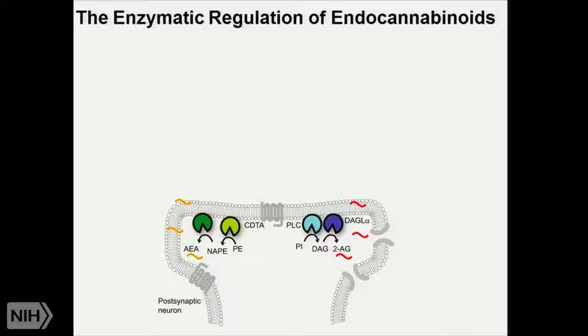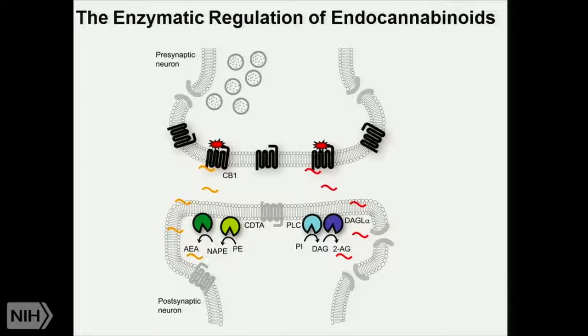And so, both endocannabinoids are thought to be made postsynaptically in neurons by different enzymatic machinery, which we'll review in a moment. And then they would traverse backwards, in retrograde fashion, to the presynaptic neuron, where the endocannabinoid receptor, CB1, is localized.